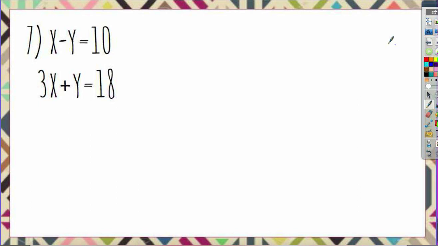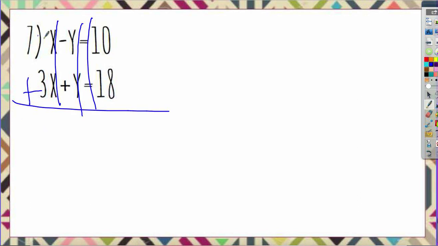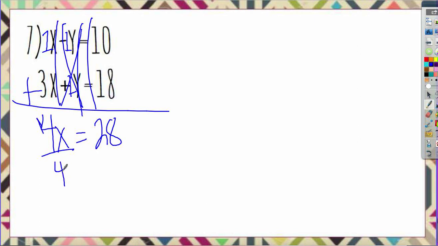Alright, last one here. We've got our x over our x, y over y, constant over constant. We see that something actually already cancels. That doesn't happen with our x's, but it does happen with our y's. We've got a negative 1y and a positive 1y, so those will cancel each other out. So we can just solve for x. 1x plus 3x leaves us with 4x. 10 plus 18 leaves us with 28. When I divide both sides by 4, x is equal to 7.